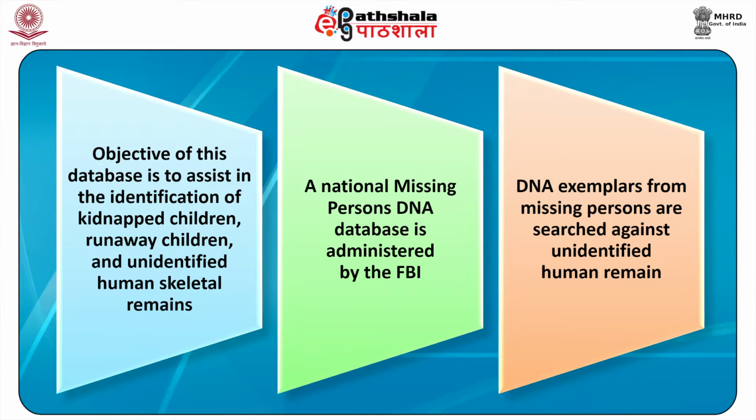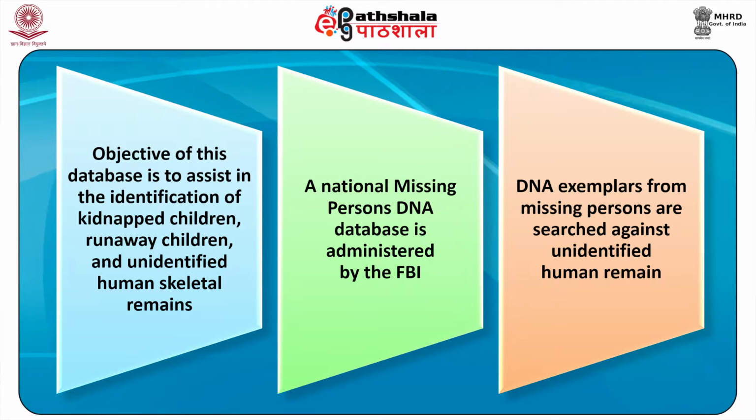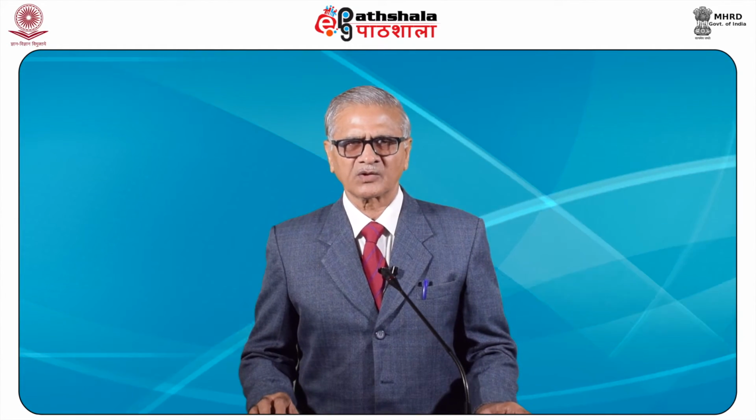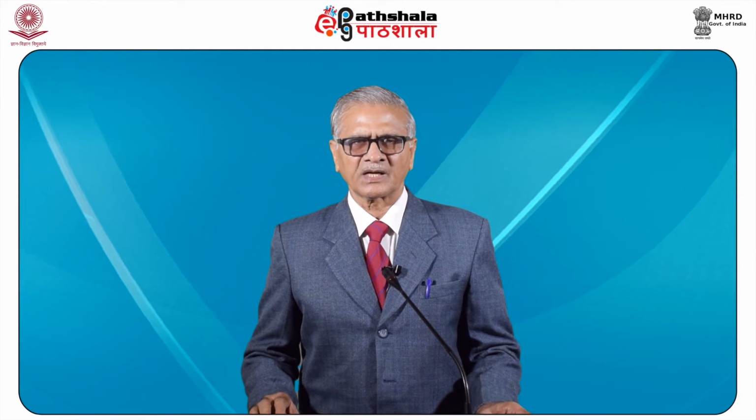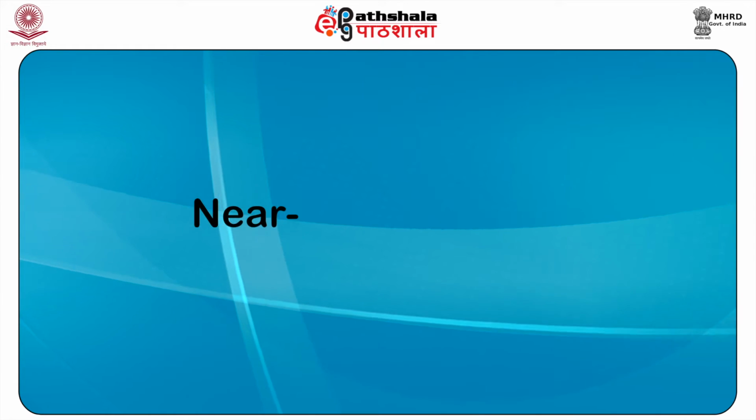DNA exemplars from missing persons are searched against unidentified human remains. For example, if a crime victim's remains are recovered from a shallow grave, or a deceased victim is found with no form of identification with the body, the DNA profile of the unknown victim is searched against the missing person DNA data for identification.